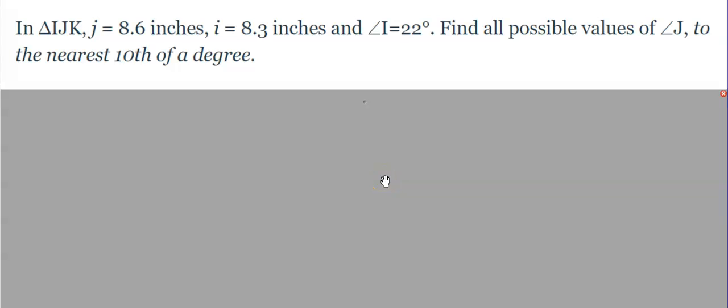So this is a problem from Delta Math that covers an oblique triangle given side-side angle measurements, specifically the ambiguous case. So you have a triangle IJK given these three measurements, and you are asked to find all possible values of angle J. The reason is that since we're given a side and an angle, you cannot guarantee that you have 0 triangles, 1 triangle, or 2 triangles.